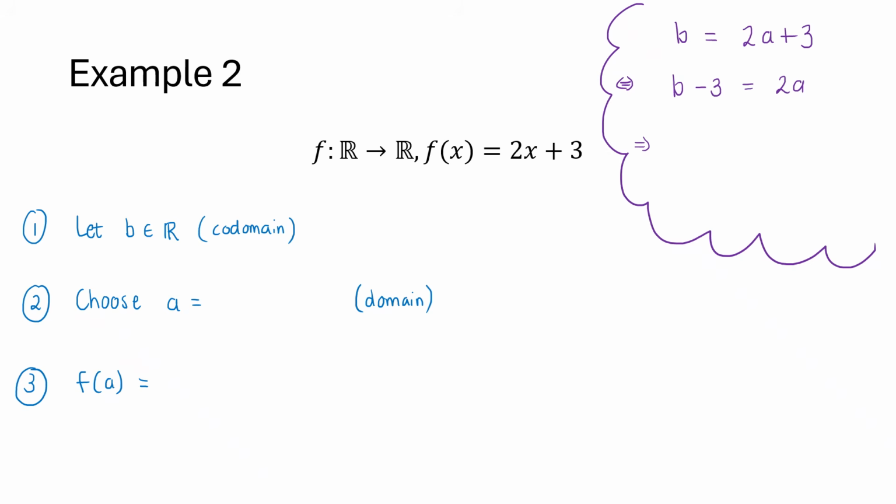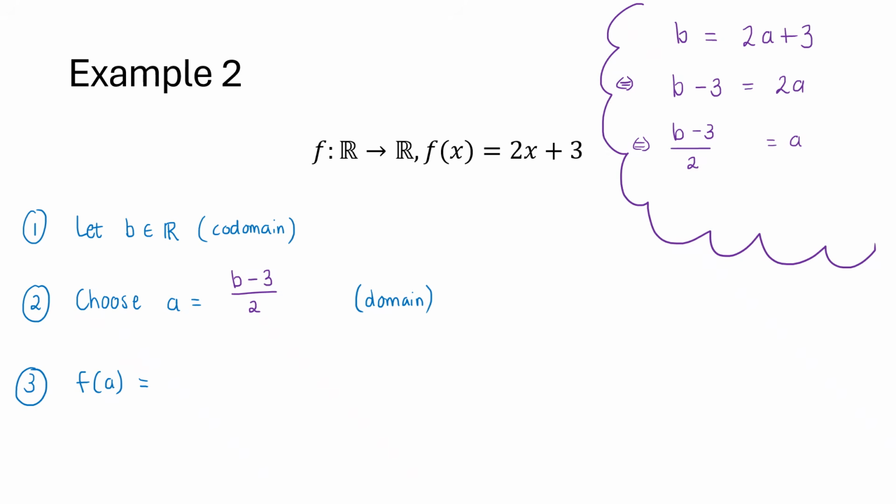And this is true if and only if A is equal to (B minus 3) over 2. Okay, let's choose this to be our A. We have (B minus 3) over 2. It almost feels like we are cheating, but we really aren't. We are just retracing our steps, working backwards to see if we can find an A.